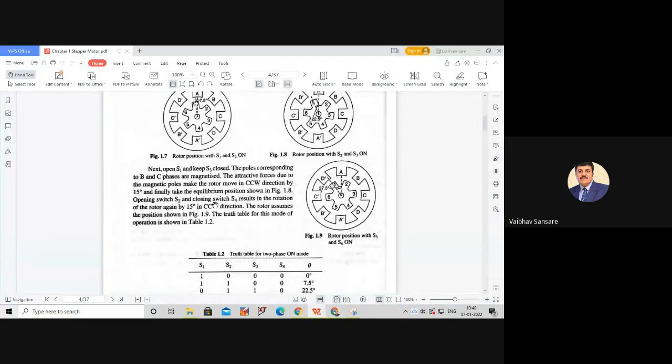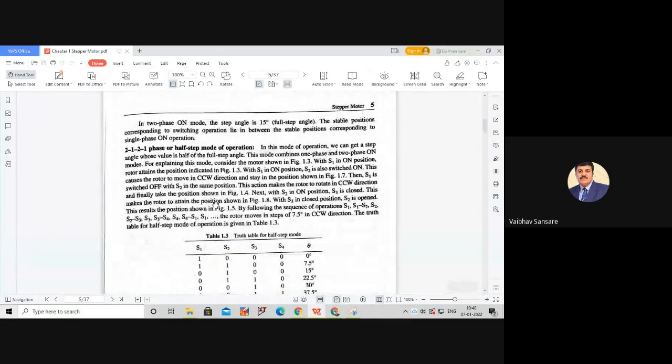Now next let's focus on 2-1-2-1 phase or half step mode of operation. In this particular mode of operation, we can get a step angle whose value is half of the full step angle. That means here for the considered motor, the step angle is 15 degree. Now we achieve half step rotation. That means it is possible to run the motor in counterclockwise or in clockwise direction with a step of 7.5 degree. So this mode combines one phase and two phase on mode. It is a combination of single phase on mode or single step mode and double step mode.